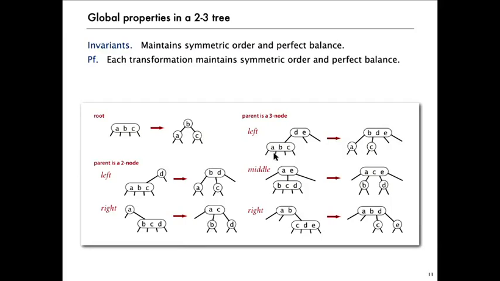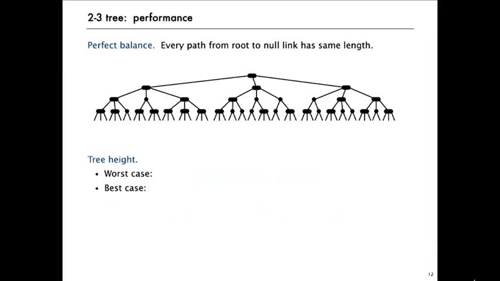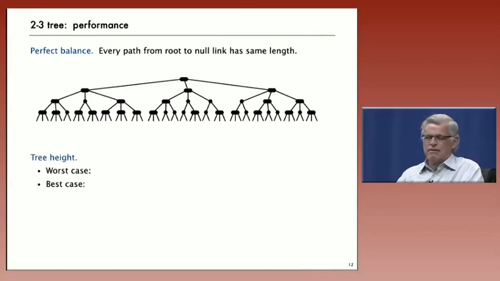And when the parent is a 3-node, then there are 3 cases: if we split at the left, split at the middle, and split at the right. And again, changing the 4-node to 2-nodes and adding links. If there was perfect balance before, there's perfect balance after, because we didn't change the heights of anything else in the tree. So our operations maintain symmetric order and perfect balance in a 2-3 tree. That's going to give us a very easy way to describe the performance.